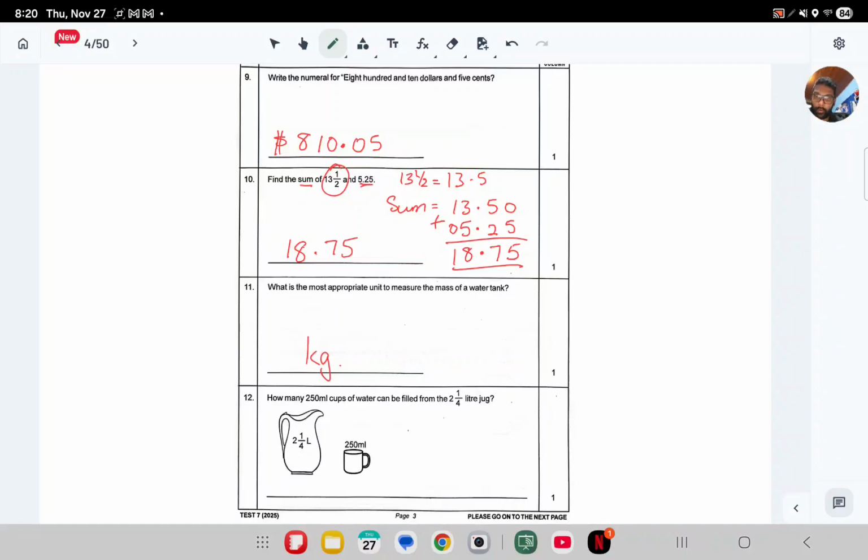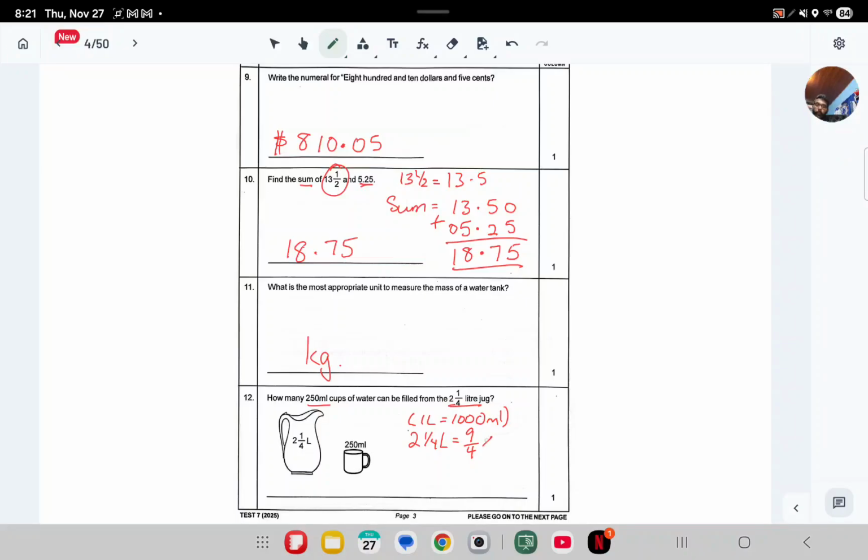Alright. Number 12. How many 250 milliliter cups of water can be filled from the 2 1/4 liter jug? So again, reading this here now, we have milliliters and we have liters, two different units. So again, we need to convert and work in the same units, so like units. So we know that 1 liter is equal to 1000 milliliters. So for 2 1/4 liters, what we'll do, we'll convert the 2 and 1/4 into an improper fraction. So that becomes 4 by 2 is 8 and 1 is 9 over 4.